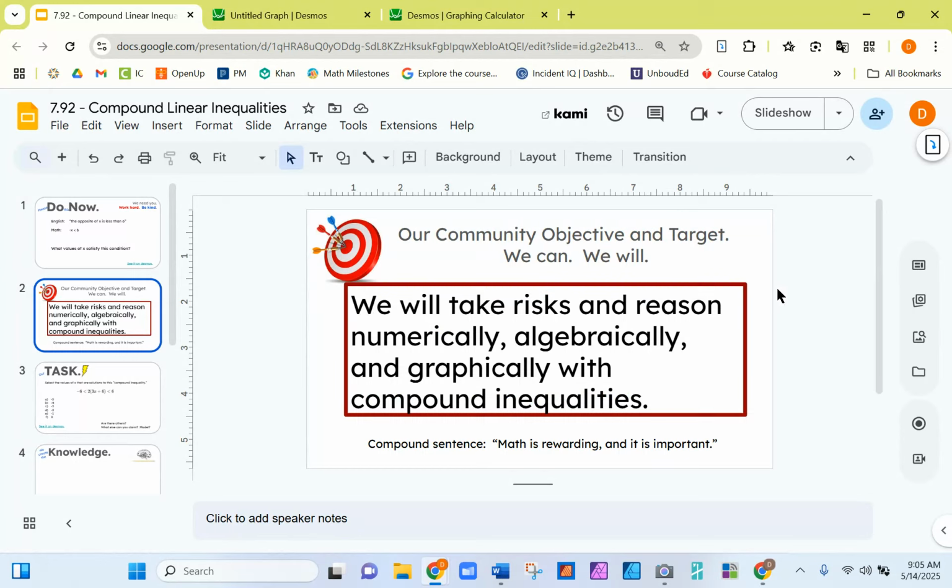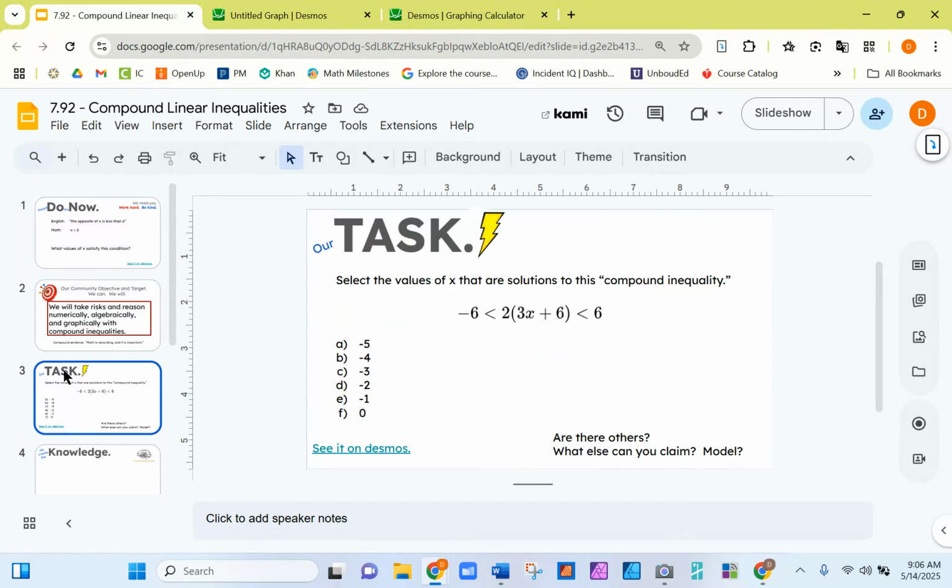Our objective today is we will take risks and reason numerically, algebraically, and graphically with compound inequalities. So the task here is this compound inequality. Select the x values that are solutions to this compound inequality. So I'm just going to write this down. Negative 6 is less than 2 times 3x plus 6, which is less than 6.